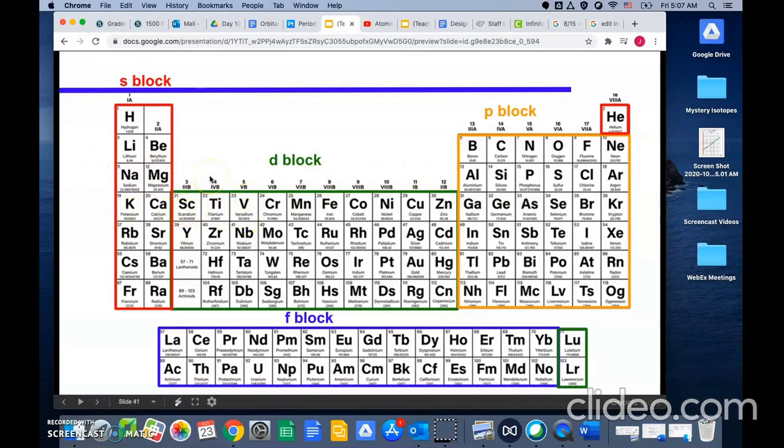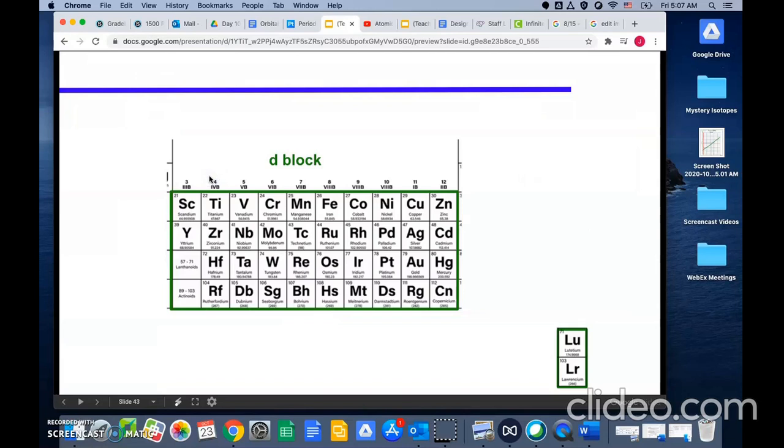So which elements do I look at? Well, the D block is a little bit screwy. So I just kind of cut it out so that we're just looking at the D block. This row right here is 3D. This row right here is 4D. This row right here and lutetium down at the bottom, that's 5D. And then this row right here and lawrencium down at the bottom are 6D.